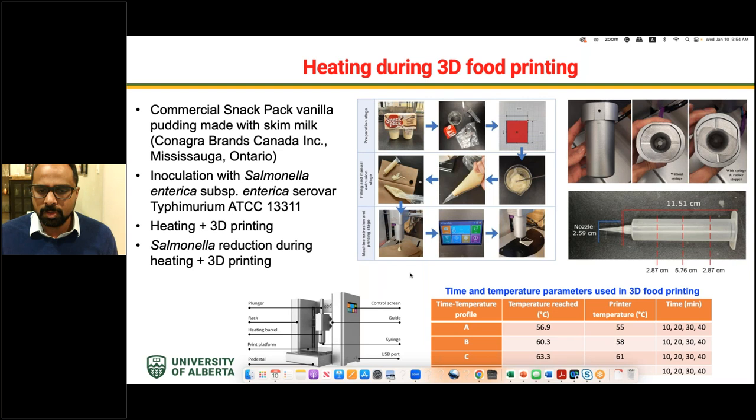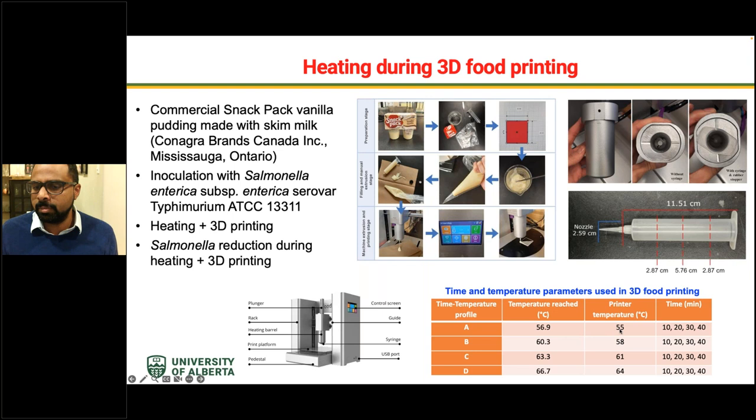We had some target printer temperatures, like 55, 58, 61, and 64 degrees Celsius. That was the target temperature we wanted to achieve for the product, and we named those targets A, B, C, and D. We also used different heating times, like 10, 20, 30, and 40 minutes. So we used different temperature and time combinations. But the temperature reached was a little bit higher than the target temperatures because the heater was overshooting. Eventually, we got a constant temperature for the product.